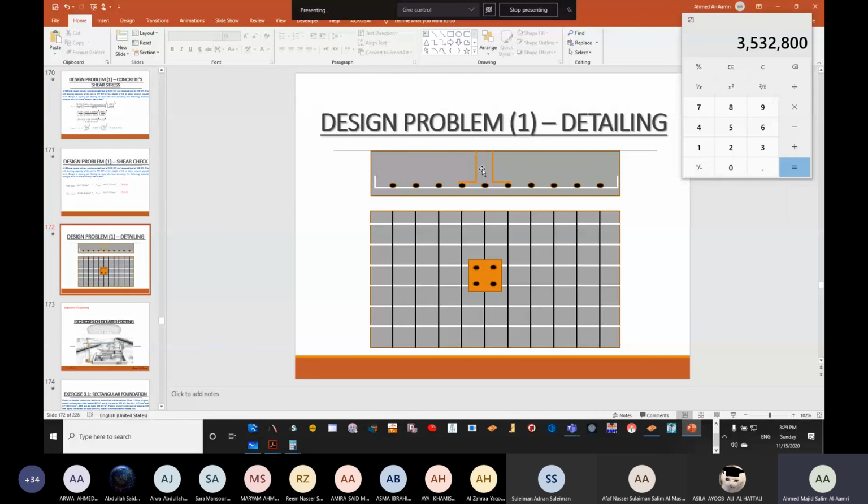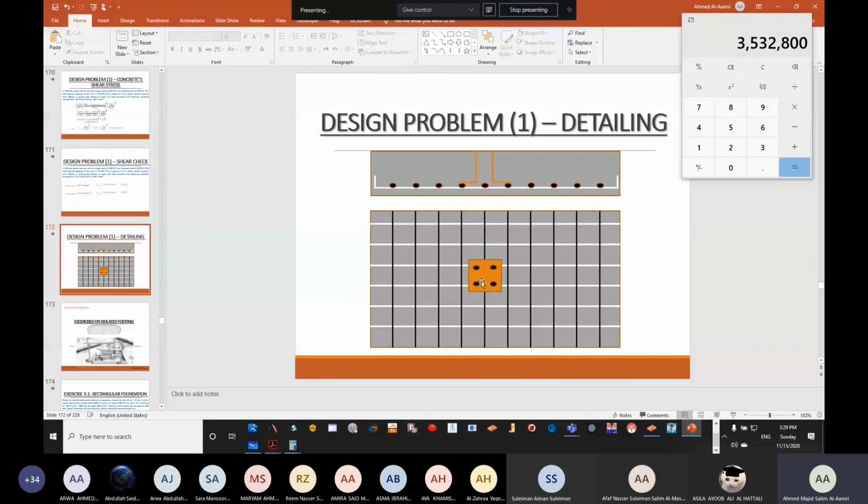And then we have the starter bars. Okay, we have 4 starter bars for the columns. These can be taken as 12 as well. Okay, so doing that we have finished the design of an isolated foundation subjected to axial loading. We have done a combined foundation as well. We learned how to draw the bending moment and the shear forces.